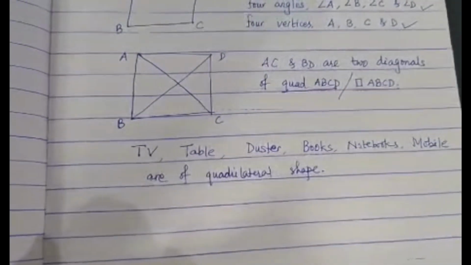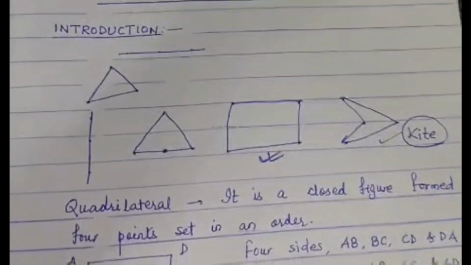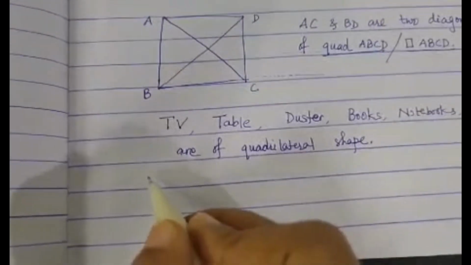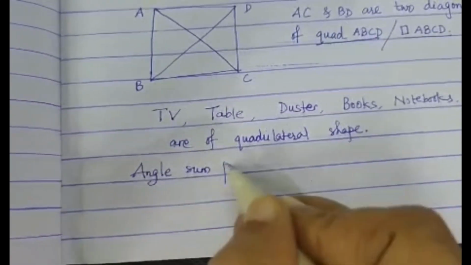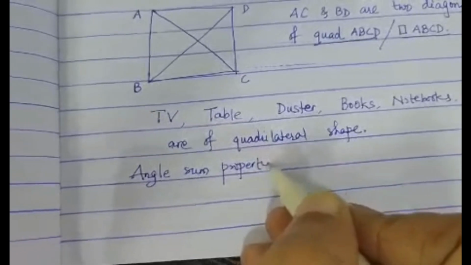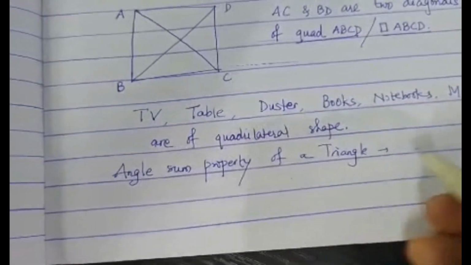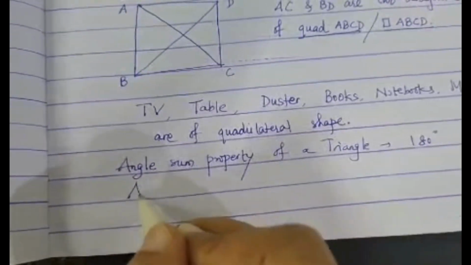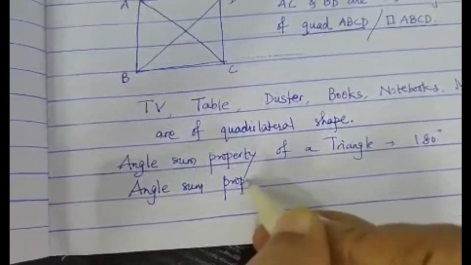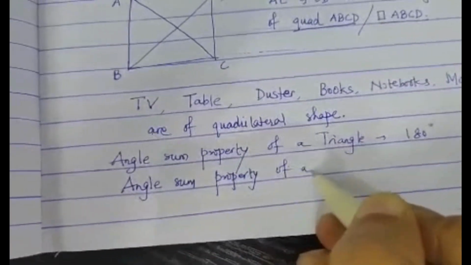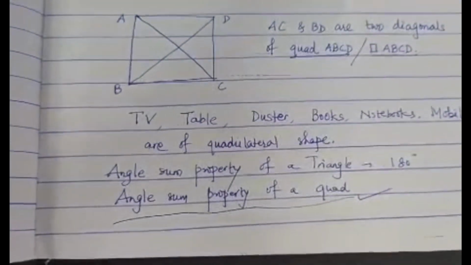Now let's move on and start with one simple property of a quadrilateral. Just as in a triangle we studied the angle sum property, that all the angles make 180 degrees, similarly we will study the angle sum property of a quadrilateral.